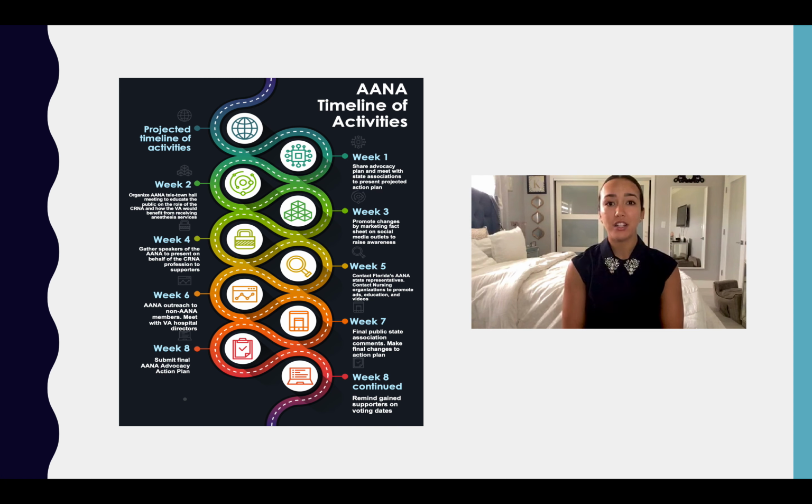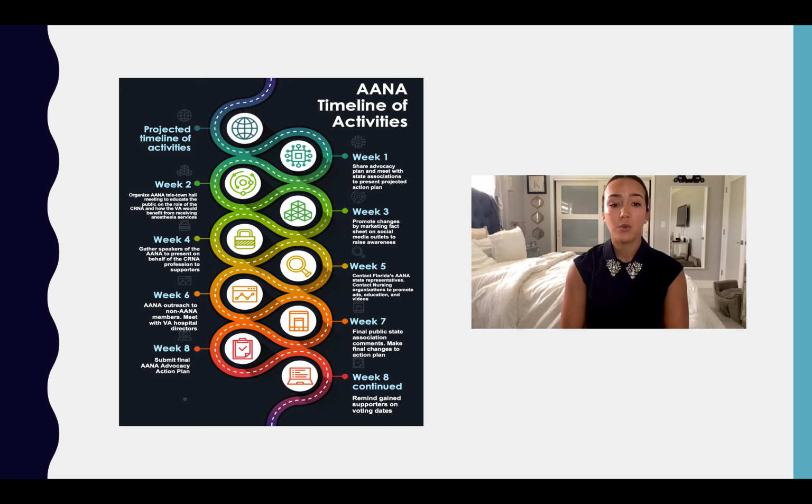So for week 1, we plan to share our advocacy plan and meet with state associates to present the projected action plan. During week 2, we plan to organize an AANA teletown hall meeting in order to educate the public on the role of the CRNA and to show how the VA would benefit from receiving anesthetic services.